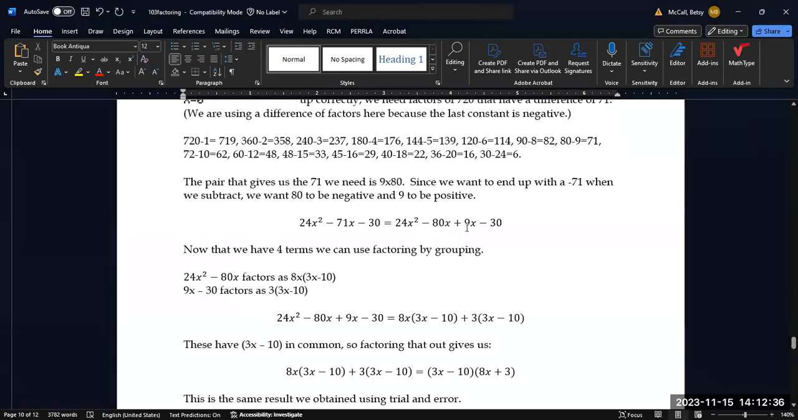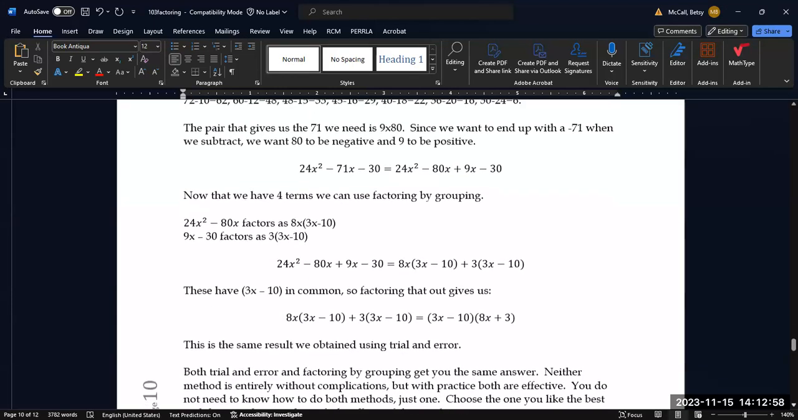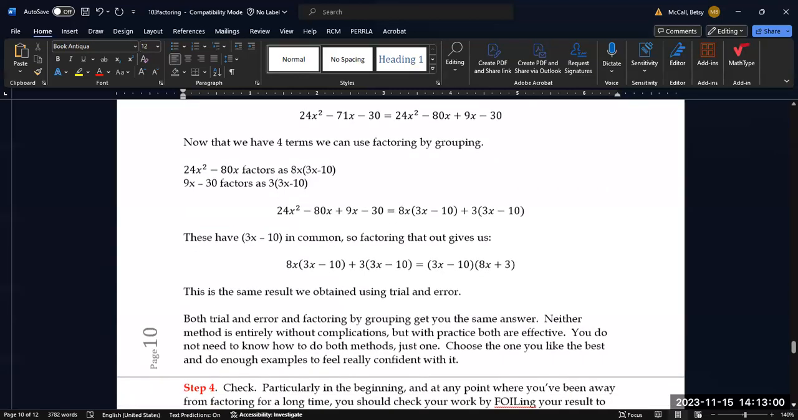And then we take our second 2 terms, and what do they have in common? Well, they only have a 3 in common. And when we take that out, we're left with 3x minus 10. Aha, they match. And so now we can take out the 3x minus 10 as the common factor, and the second factor is 8x plus 3. And this agrees with the result that we got from the trial and error.